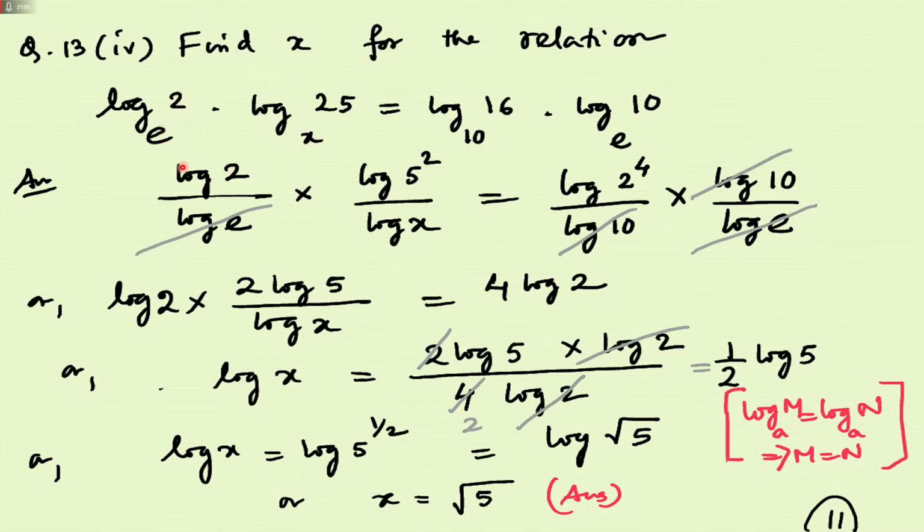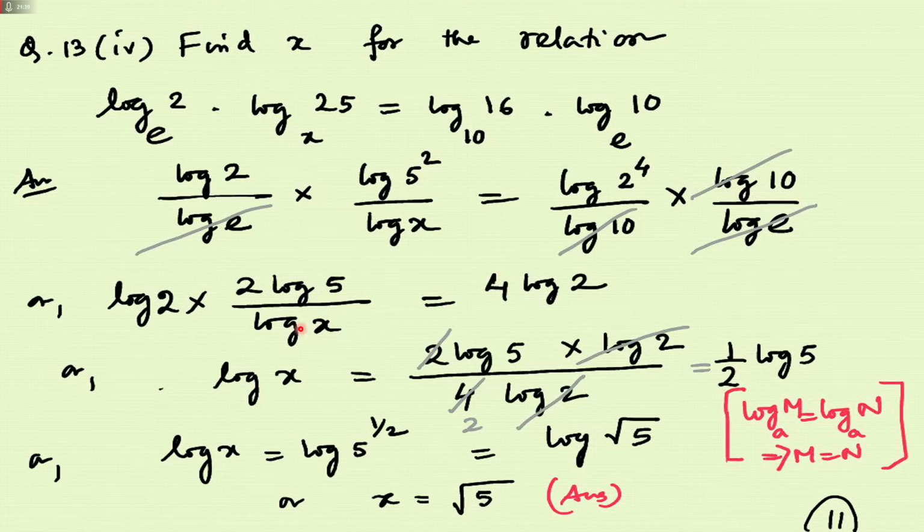Now I am writing this as log 2 by log e, that means I am separating this term with respect to base 10, and it is log 5 square by log x. It can also be written as log 2 to the power 4, that means 16 is 2 to the power 4, and this is by log 10 into log 10 by log e. Just cancel out this log e, and cancel out this log 10 by this log 10. You will have only log 2 here, and it will give you 2 log 5, and this is by log x, this is 4 log 2.